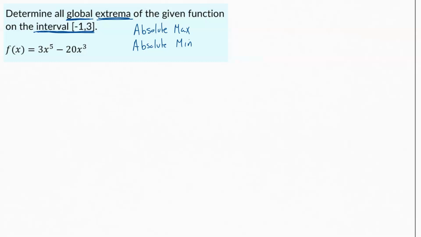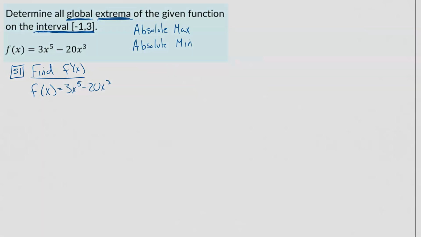It's just a slight bit easier in my opinion. So step one is going to look just like step one of the first derivative test. You need to find your first derivative. So we take our given equation, f of x equals 3x to the fifth minus 20x to the third, and we need to find the derivative of that equation. Well, that's just a bunch of stuff being added and subtracted.